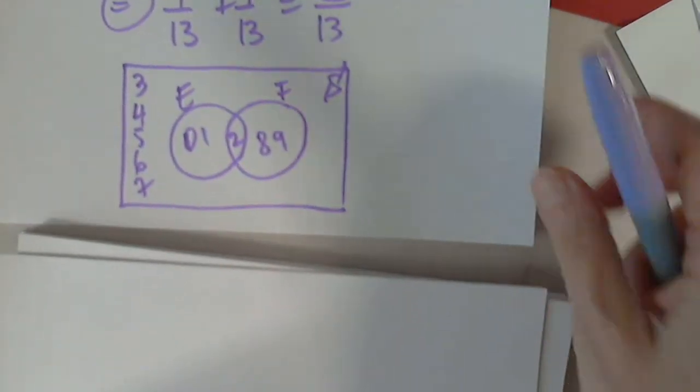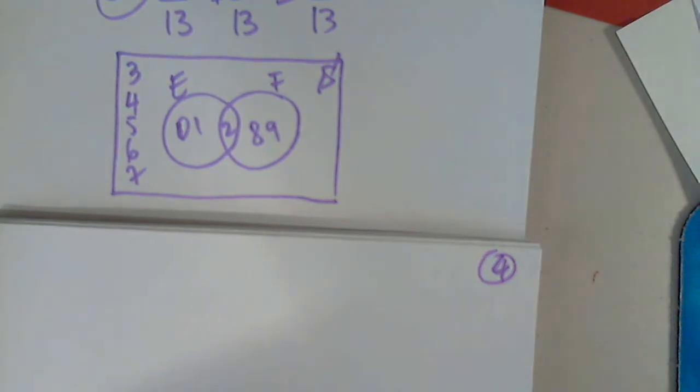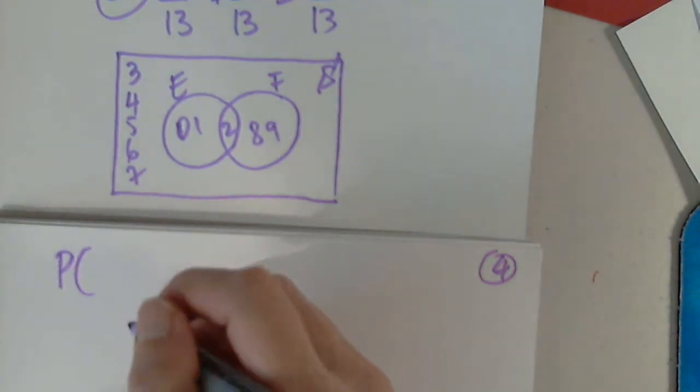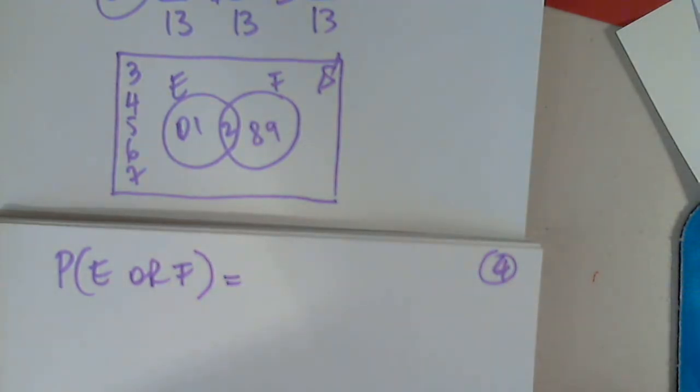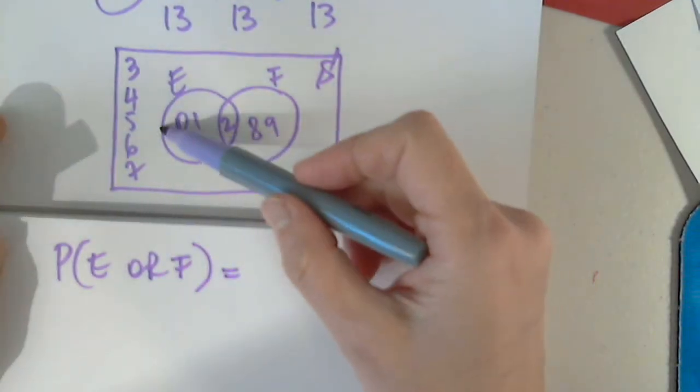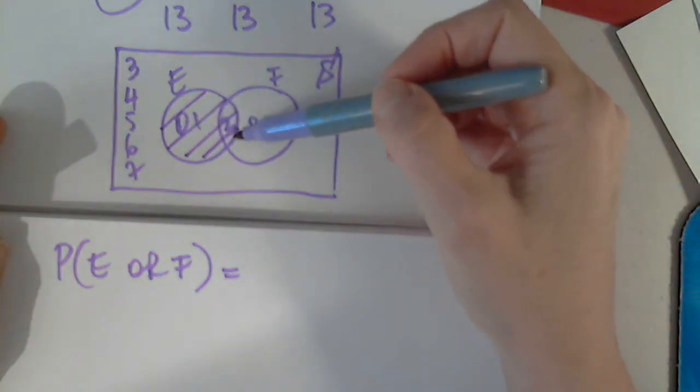Okay. So this time we want to determine the probability of E or F. So obviously the probability of E will give us 3 out of 10.